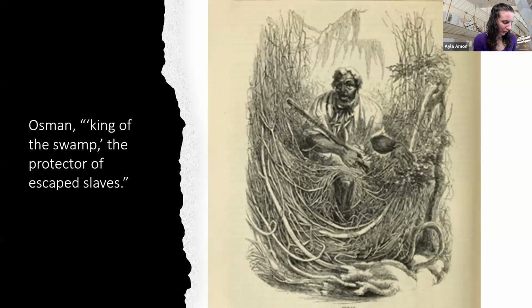Others gained freedom by following inland waterways, forming isolated, self-governing maroon communities in places like the Great Dismal Swamp. They often traded and interacted with indigenous peoples, and they worked alongside enslaved people in the lumber and naval stores industries. One such man was Osman, who was a legendary maroon in the Great Dismal Swamp, who was known as, quote, the king of the swamp, the protector of escaped slaves.